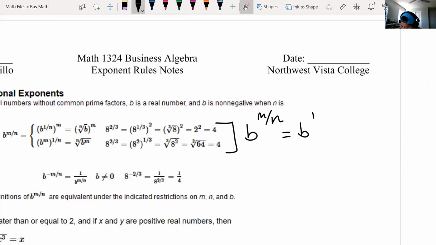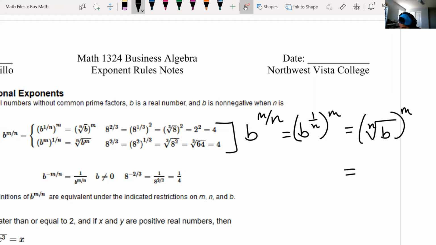b to the 1 over n raised to the m, or you can rewrite this as the nth root of b raised to the m, which means that you can also write this as the nth root of b to the m. So many ways to rewrite this one. But I guess I would focus more on, let me see. You get the nth root of b over m.